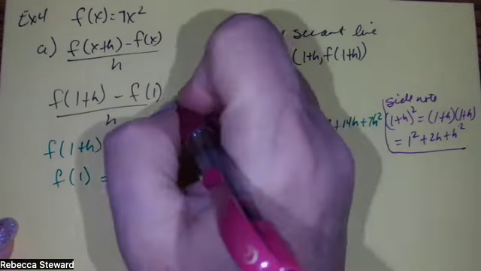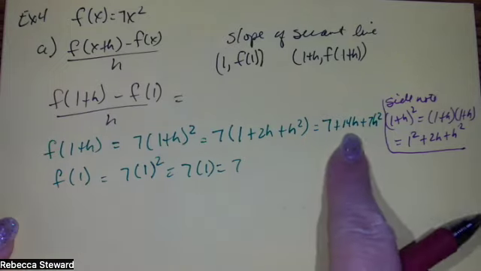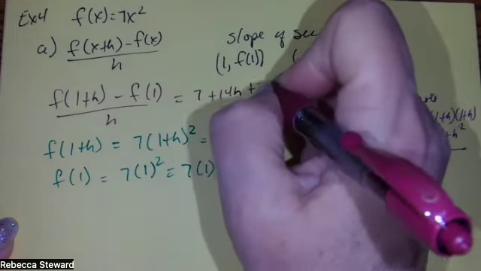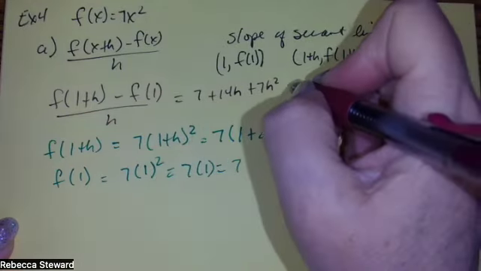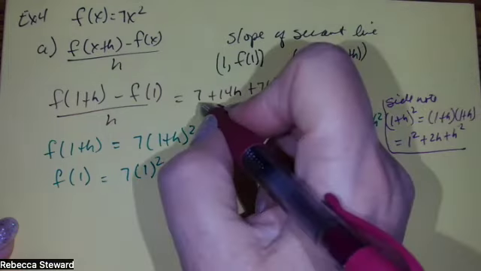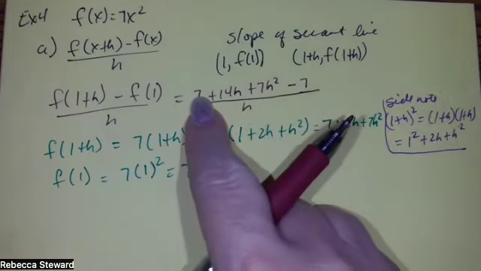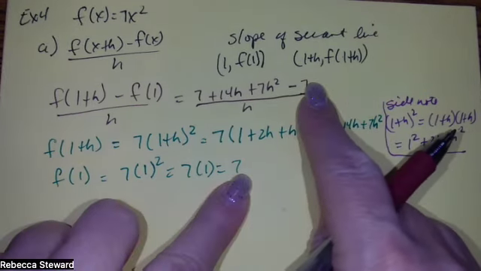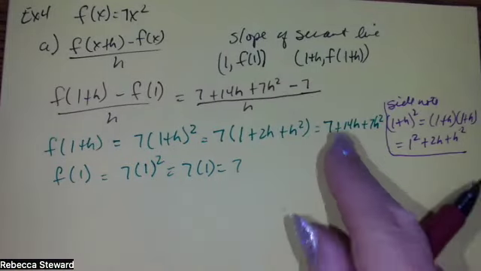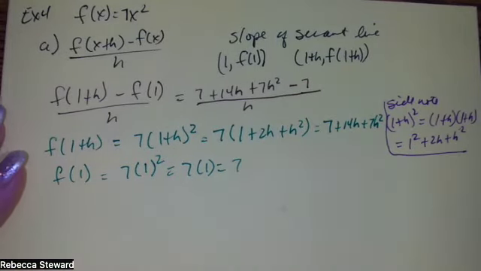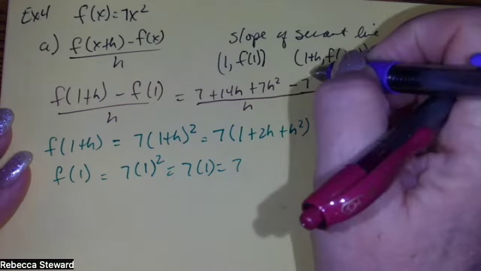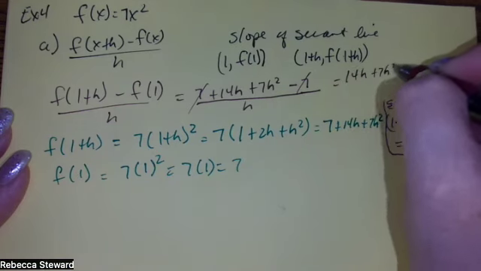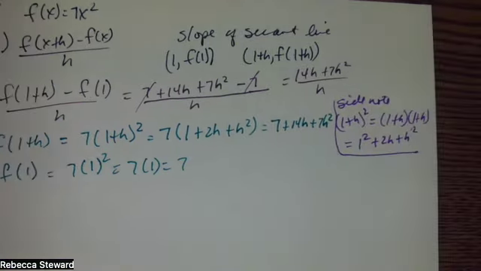So now we can come up here and plug in our values. We're going to have our 7 plus 14h plus 7h squared minus 7, all over h. Now, 7 minus 7, and I didn't do parentheses on this part because it was just a number. If I was subtracting a whole function, I would have done that. So those are going to cancel, and that will leave us 14h plus 7h squared all over h.